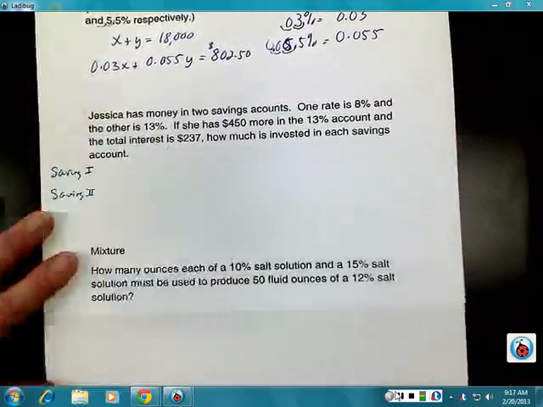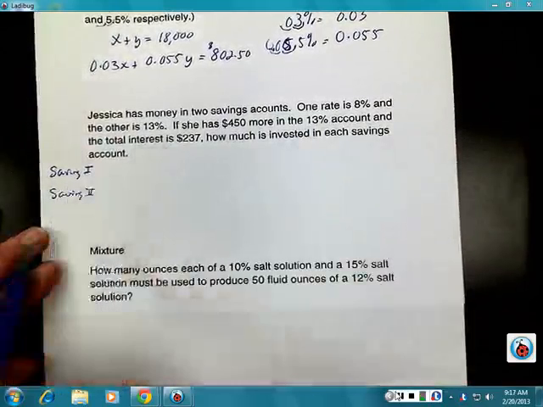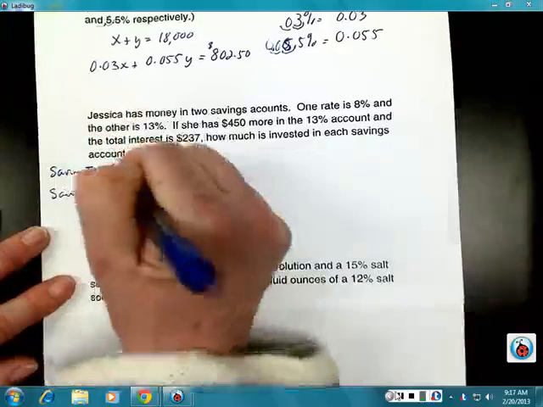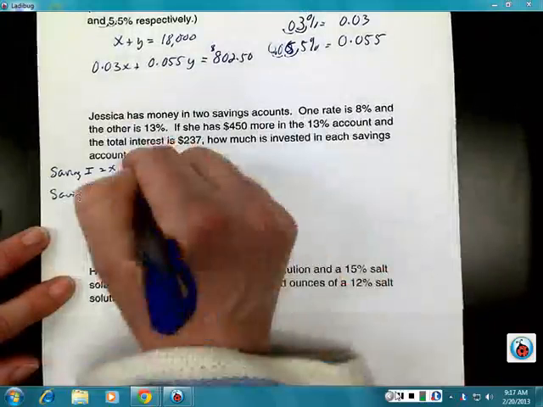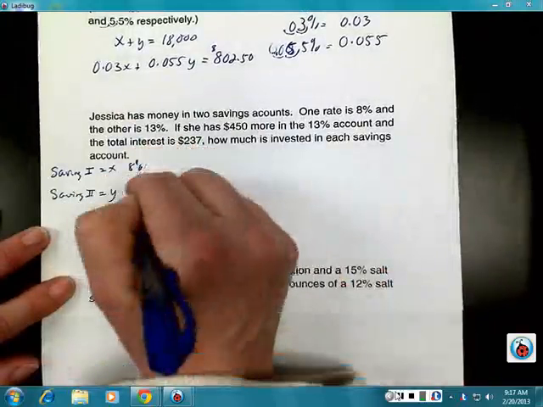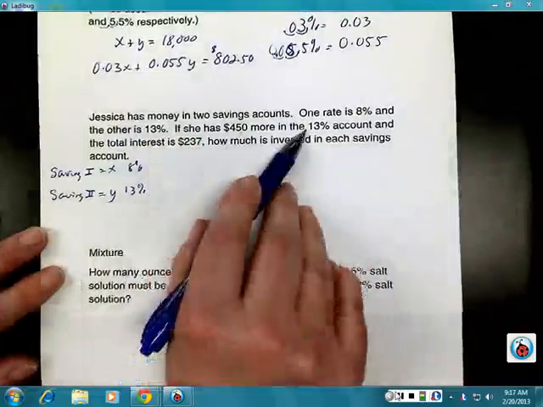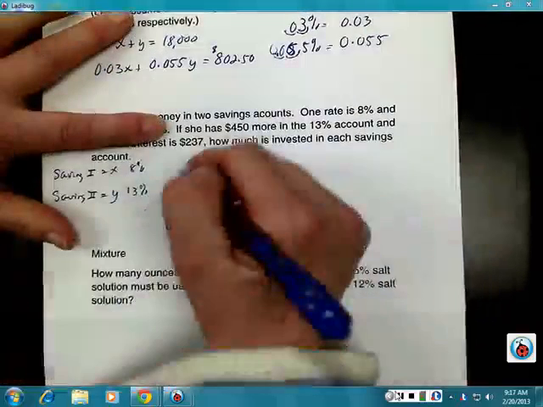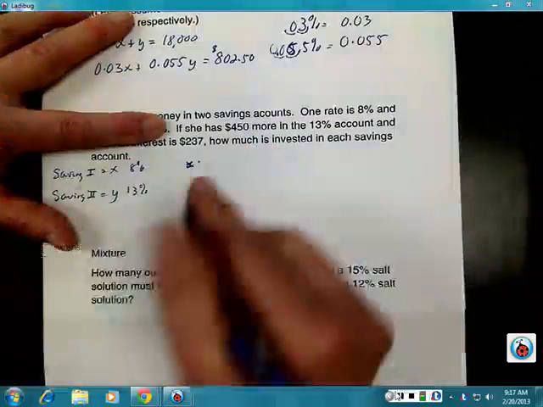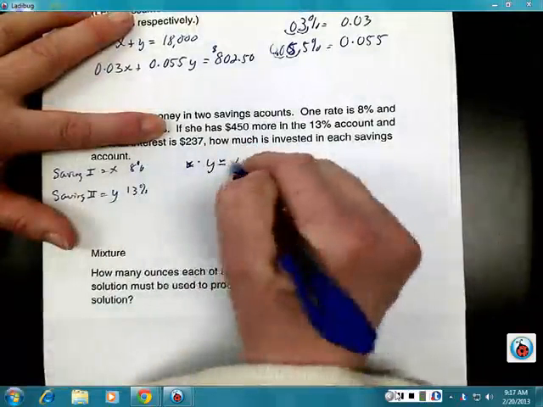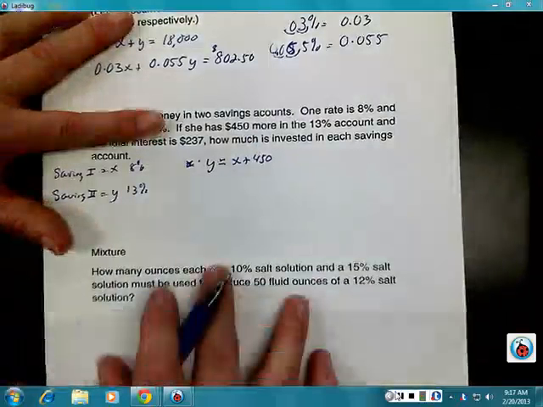If I look at these, what's going to have to go in there? Savings 1 we're going to label X, and savings 2 is Y, at the rate of 8% for one and 13% for the other. She has 450 more in the 13%. So what does that mean? That means I have 450 more in the 13, so really Y is equal to X plus 450. You okay with that part? Yes or no?